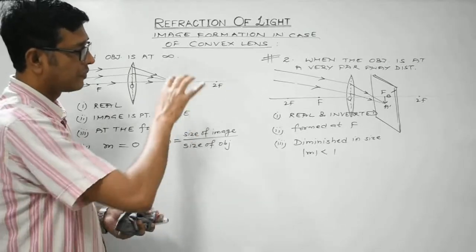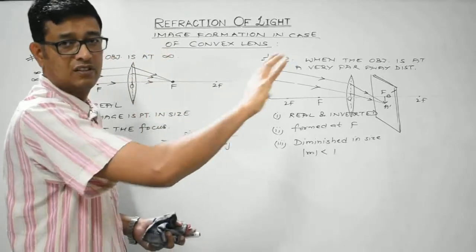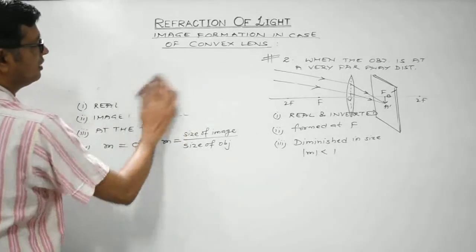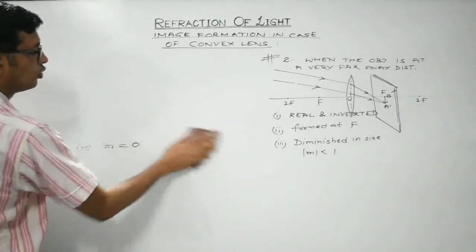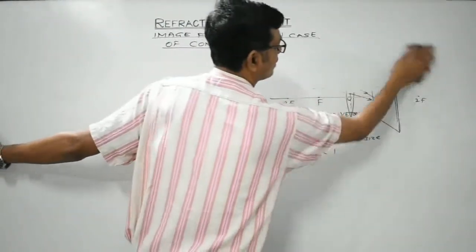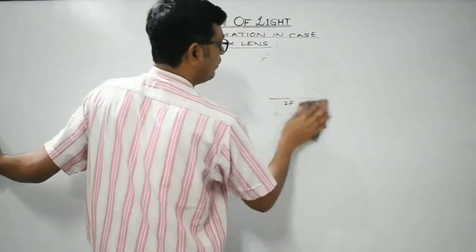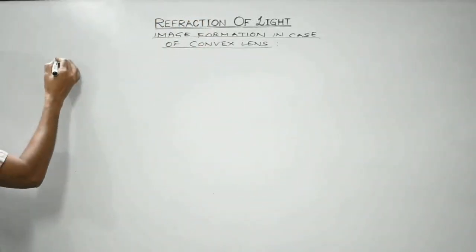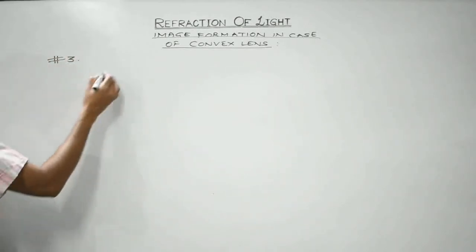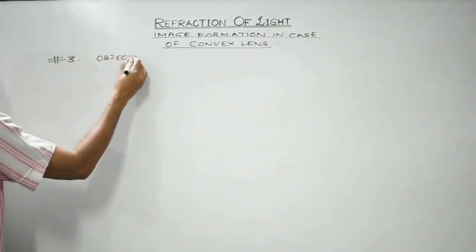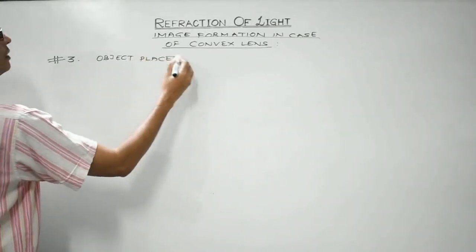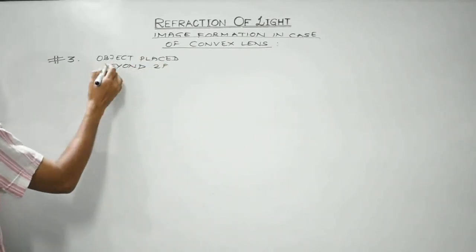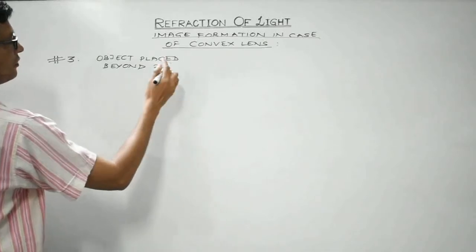Now what we do is, the object is brought still closer. Gradually the object is brought closer and closer towards the convex lens. So case 3 will be when the object is placed beyond 2f. So let's discuss the third case. Object placed beyond 2f. Object is placed beyond 2f.